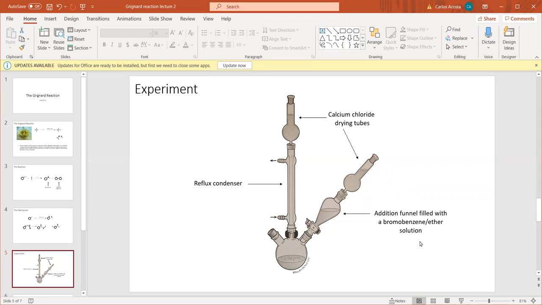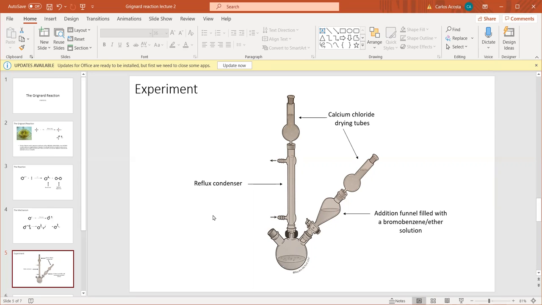And we have this addition funnel, and the addition funnel is filled with a solution of our reactant, bromobenzene, and dry ether. Finally, I didn't label this, but our reaction flask, which is this large three-neck round bottom flask here at the bottom, contains some magnesium shavings. We're going to put the magnesium shavings in, and we're going to put enough bromobenzene solution in so it covers the top of the magnesium shavings, so it completely submerges them.